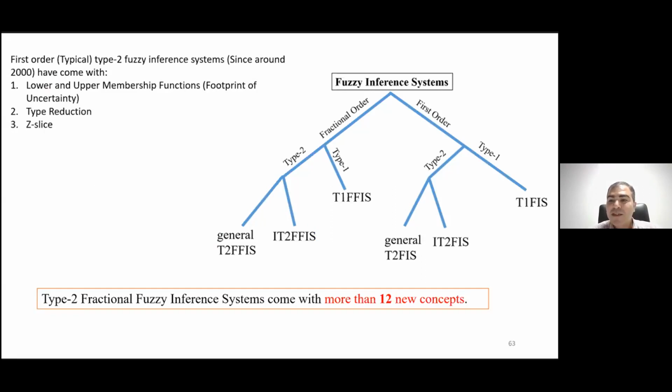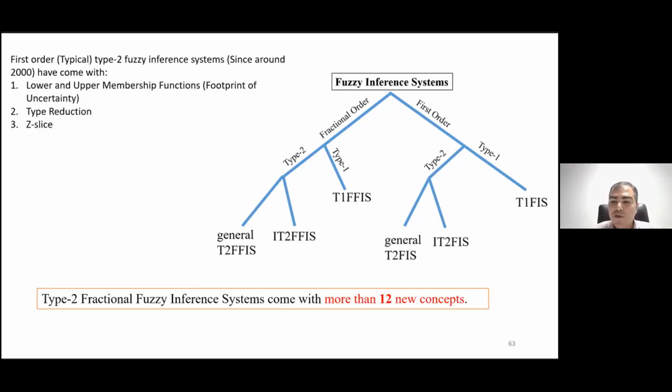So from this perspective, fuzzy inference systems may be categorized as typical or first order, and fractional order fuzzy inference systems. So we have the first order type 1 fuzzy inference system, the first order type 2 fuzzy inference system, and on the fractional side, we have the type 1 fractional fuzzy inference system, the type 2 fractional fuzzy inference system, and so forth. Actually, we have elaborated on and developed fractional fuzzy inference systems of type 2 and demonstrated that type 2 fractional fuzzy inference systems come with many practically new concepts.